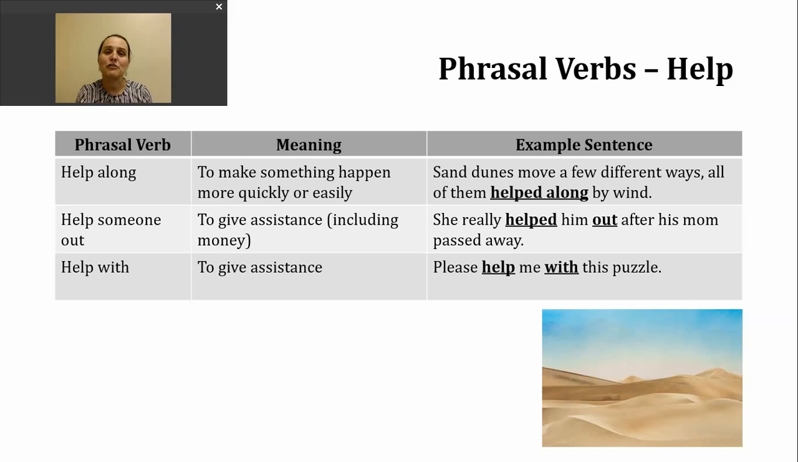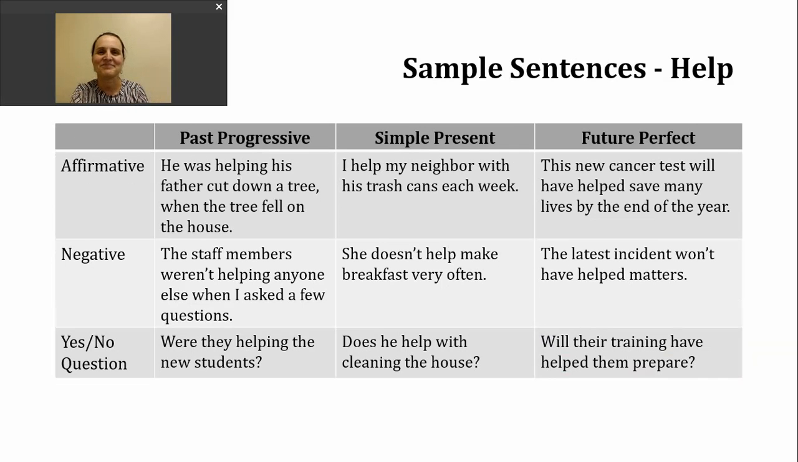The last phrasal verb we're going to look at is help with. It means to give assistance. So just like help out, but help out again tends to include money. Help with, not quite as commonly. So let's look at an example sentence. Please help me with this puzzle. I can't seem to figure out what piece goes with the other one. I need a new set of eyes.